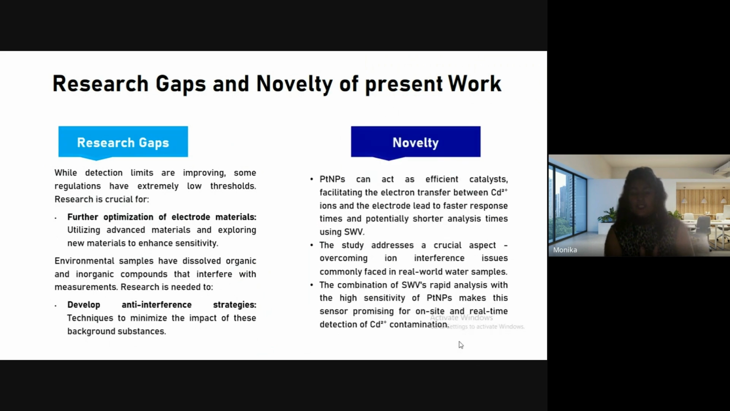And the novelty of the work is that I have used platinum nanoparticles that have high conductivity and can act as an efficient catalyst, facilitating the electron transfer between the cadmium ions and the electrode, which leads to faster response times. Also, in this study, I have addressed the crucial aspect of overcoming ion interference issues that are commonly faced in real-world water samples. So the combination of square wave rapid analysis with the highly sensitive platinum nanoparticle makes the sensor promising for on-site and real-time detection of cadmium contamination.